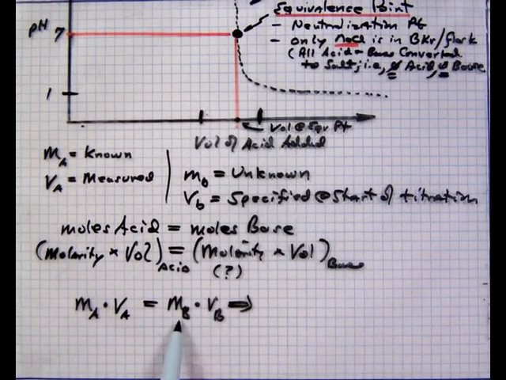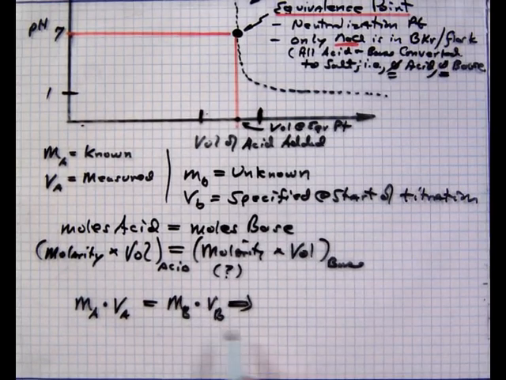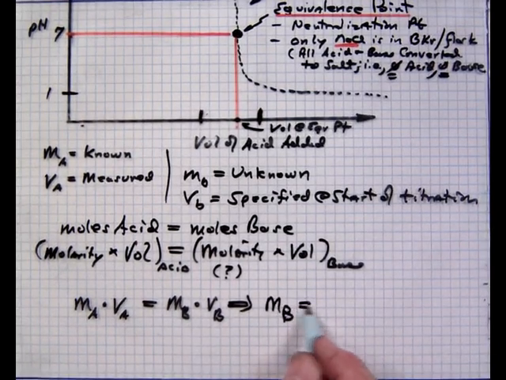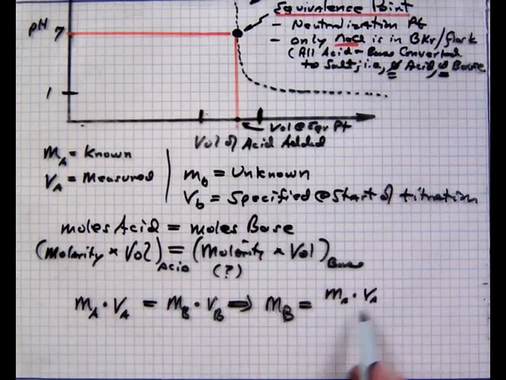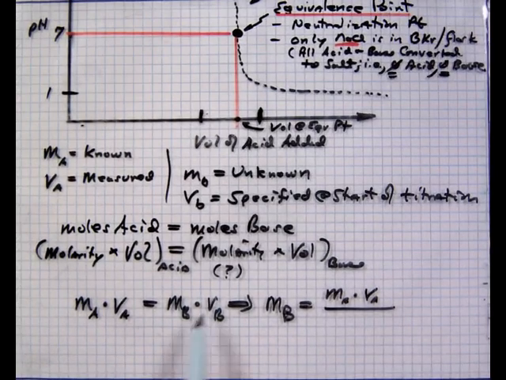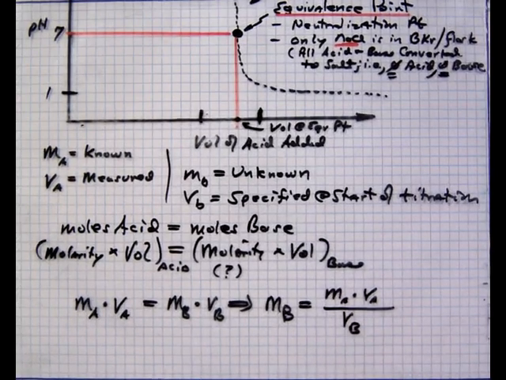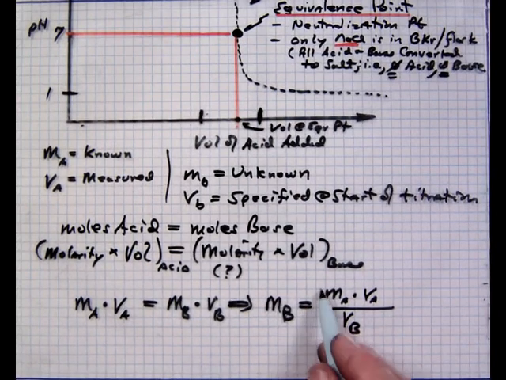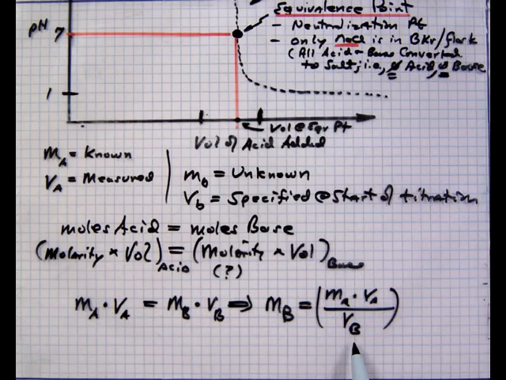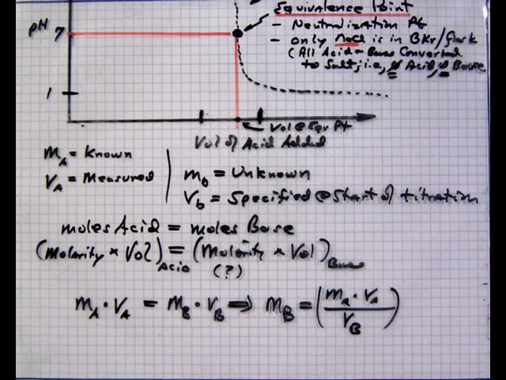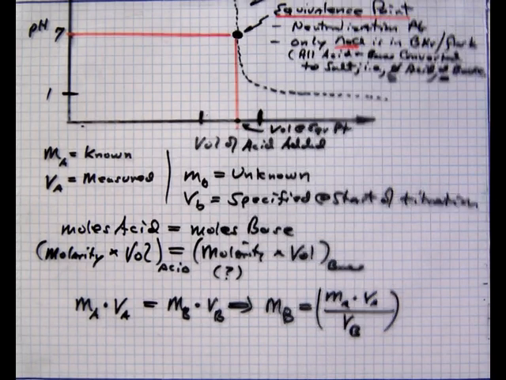And if we solve this for the unknown, we have the molarity of the base equal to the molarity of the acid, known, times the volume of the acid that you measured to reach the equivalence point, divided by the volume of the base you specified at the beginning of the titration. And so substituting your known values for the acid, the volume of acid used, and the volume of base specified, you can determine the unknown molarity of the base from the titration data.